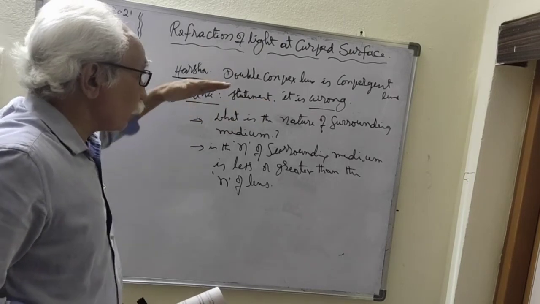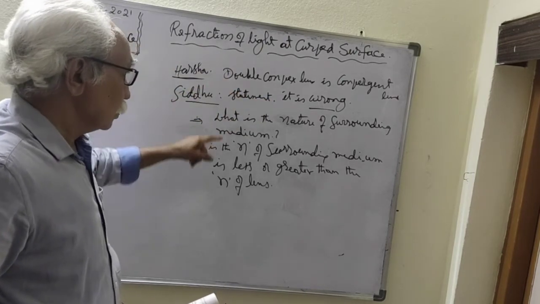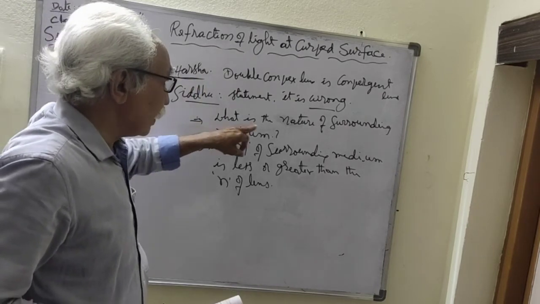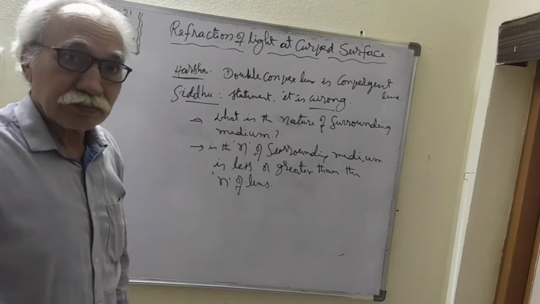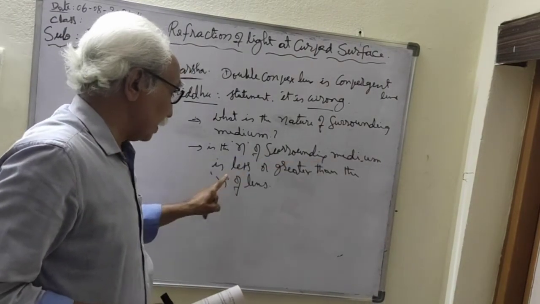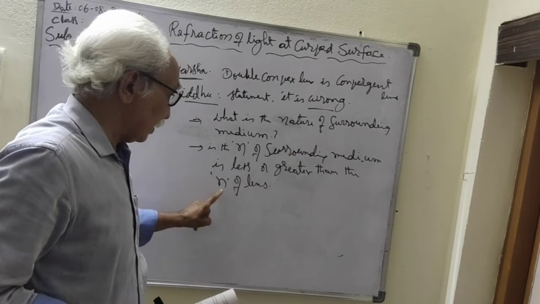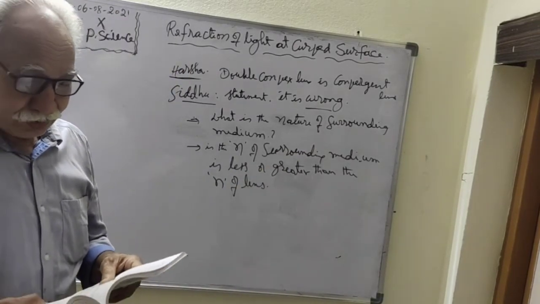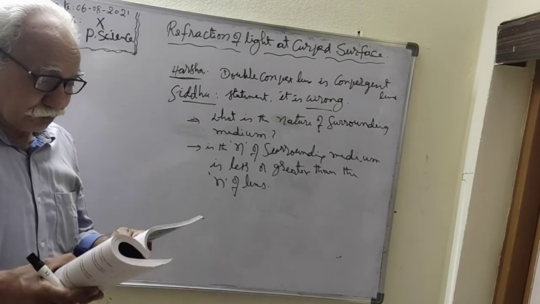On what basis did Sidhu say this? He asked the questions. Sidhu asked Harsha, what is the nature of the surrounding medium? Is the refractive index of the surrounding medium less than or greater than the refractive index of the lens? So these are the questions raised by Sidhu. This is the answer you can write.